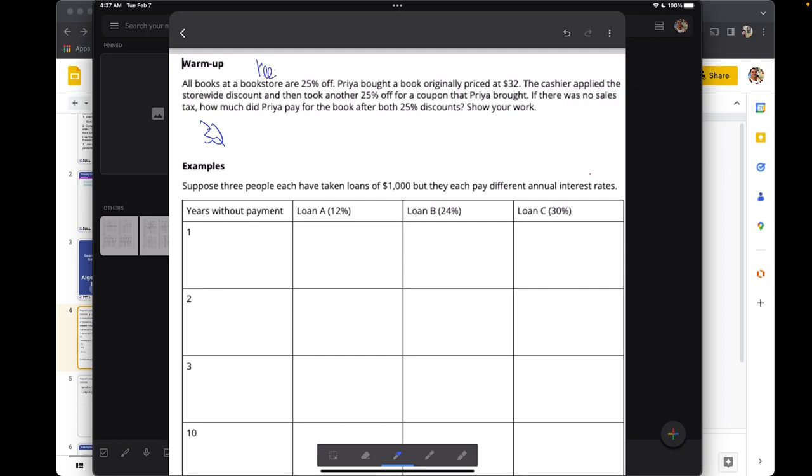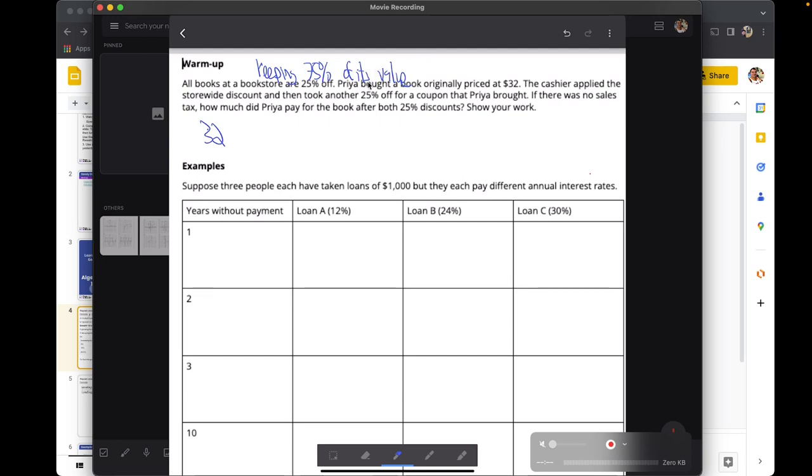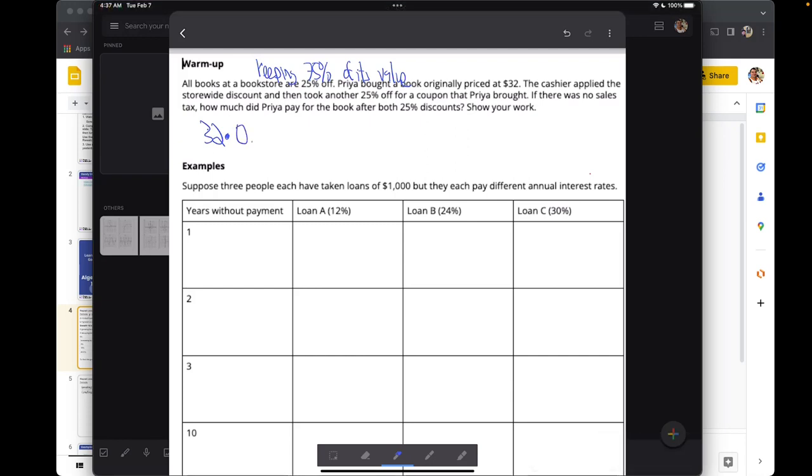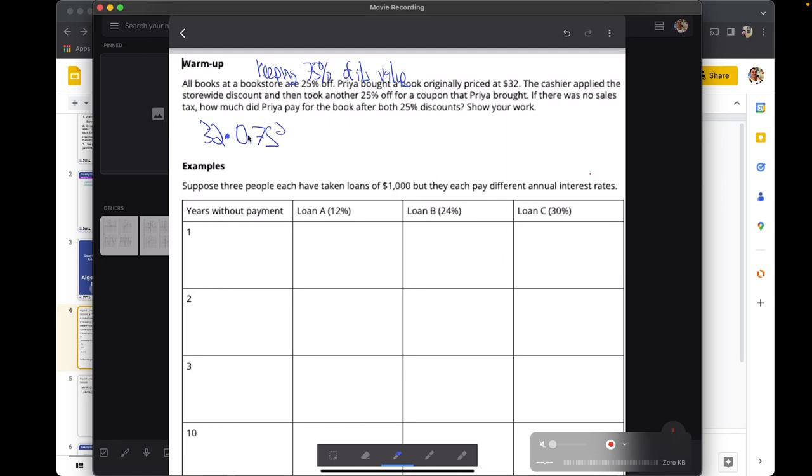So keeping 75% of its value. Okay. So the book is losing 25% of its value twice, so it's keeping 75% of its value twice. So the second number is going to be 0.75, because it's keeping 75% of its value. And since it's doing it twice, the exponent is going to be 2.